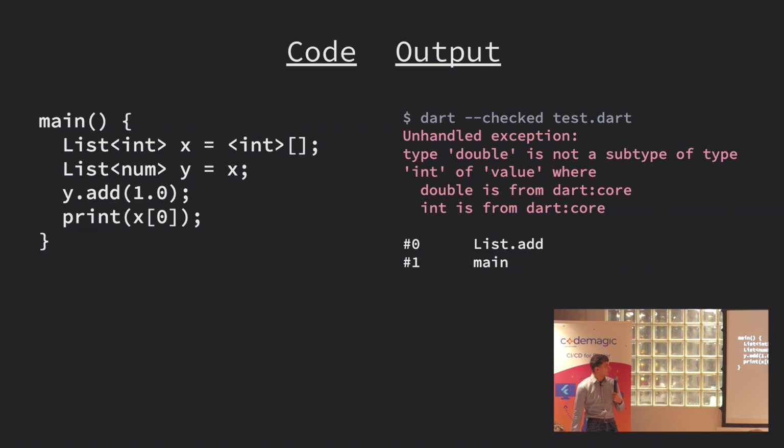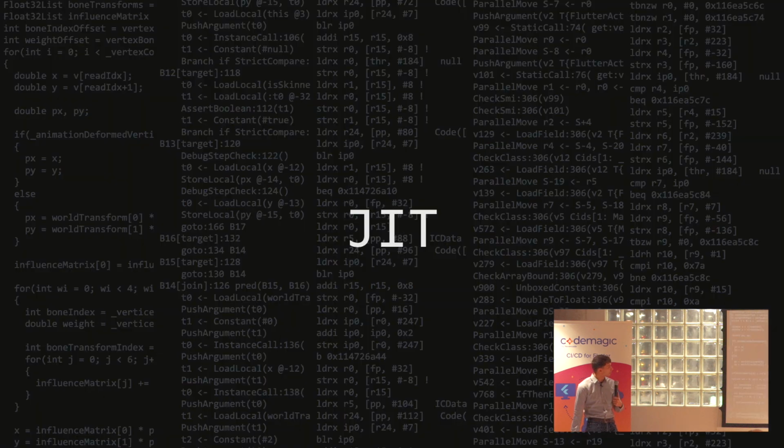And we'll see that this turns out to be a problem in Dart 2. So this is what the type system of Dart 1 looks like. How do you compile a program where the types are meaningless or the types can't be trusted? Well, the answer is JIT compilation.